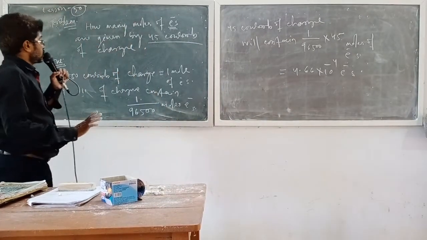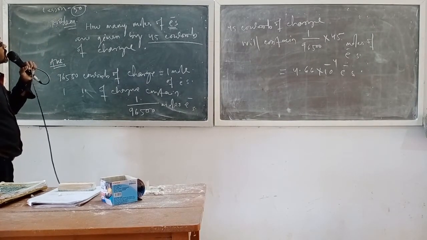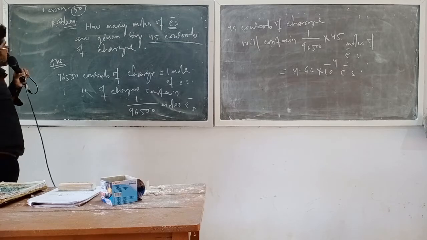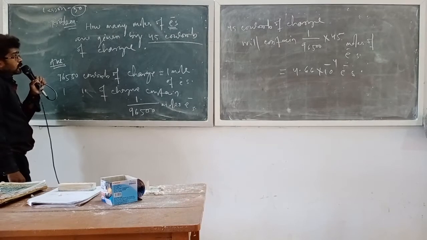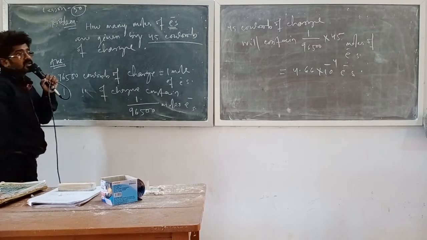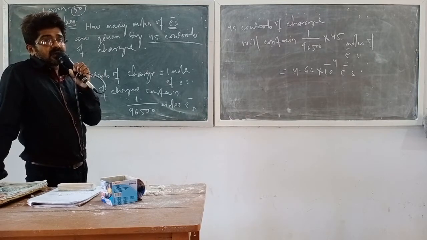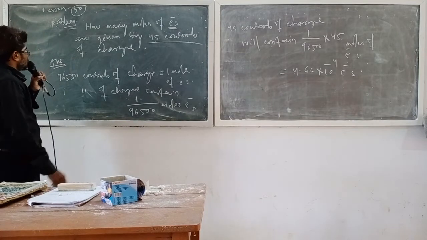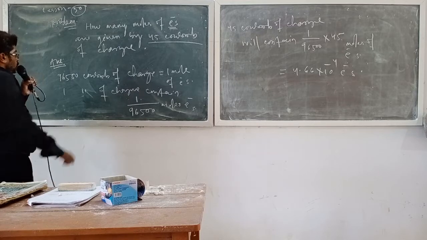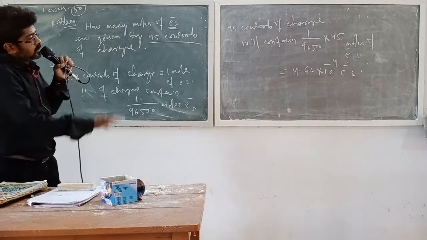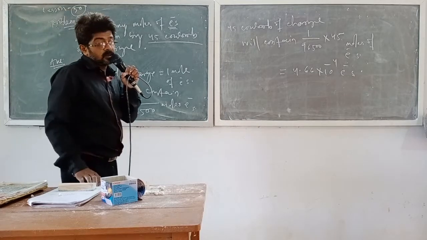This is a simple problem. First we should know the convention: 96500 coulomb charge will contain 1 mole of electrons. So 1 becomes 45. So this is the answer, that is 4.66 into 10 to the minus 4 moles of electrons. Okay.